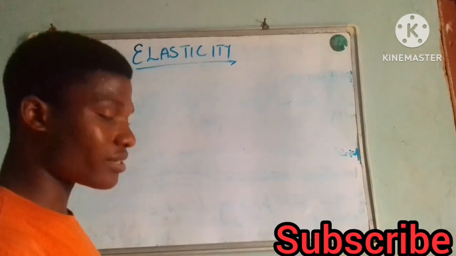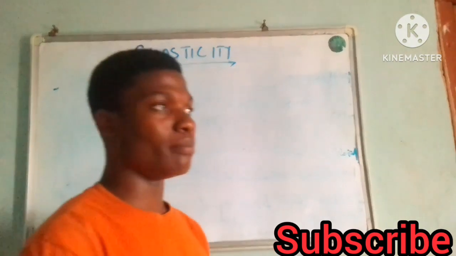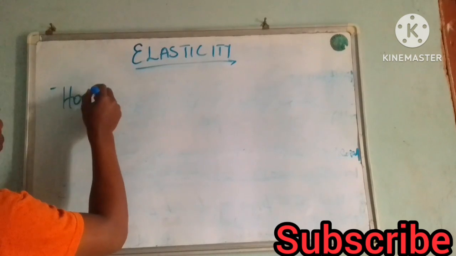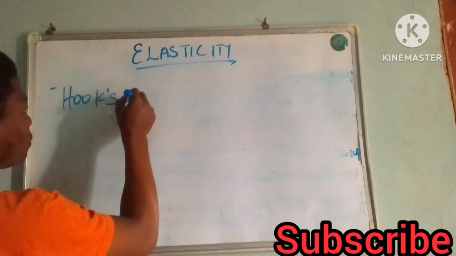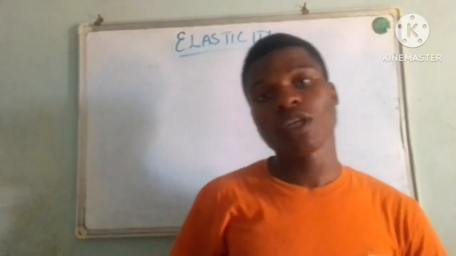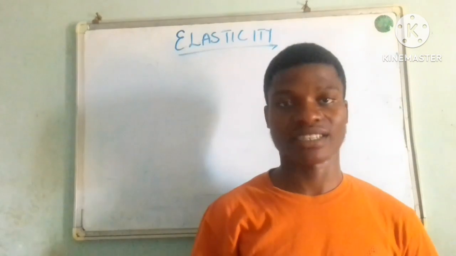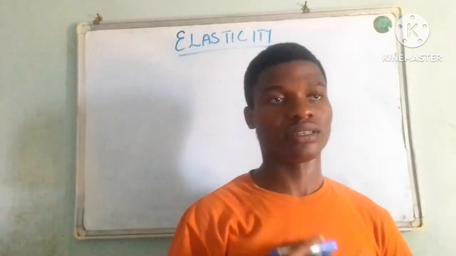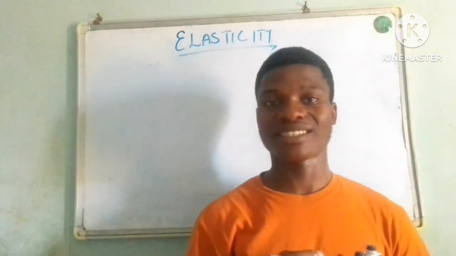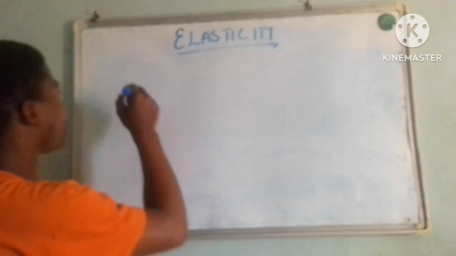Hooke's law tries to explain to us what happens to an elastic material. We define Young modulus as the ratio of tensile stress to tensile strain. Yes, Young modulus is defined as the ratio of tensile stress to tensile strain. Let me write it down.